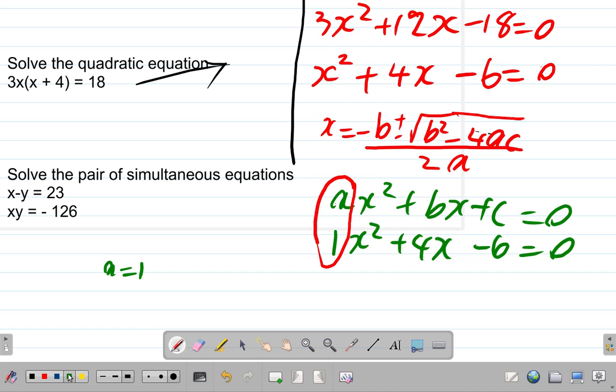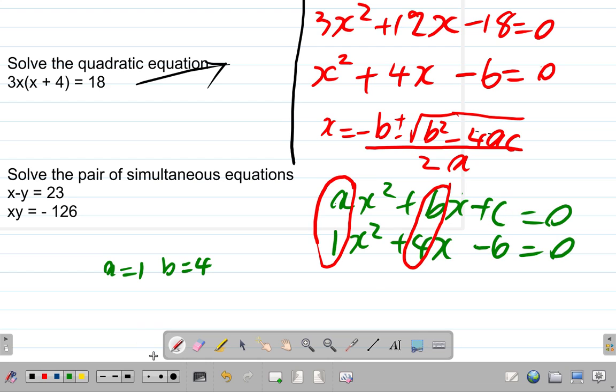How about b? What is b? Well, we have bx and 4x, so b is equal to 4. So you can see that b is 4. Alright? So b is 4.